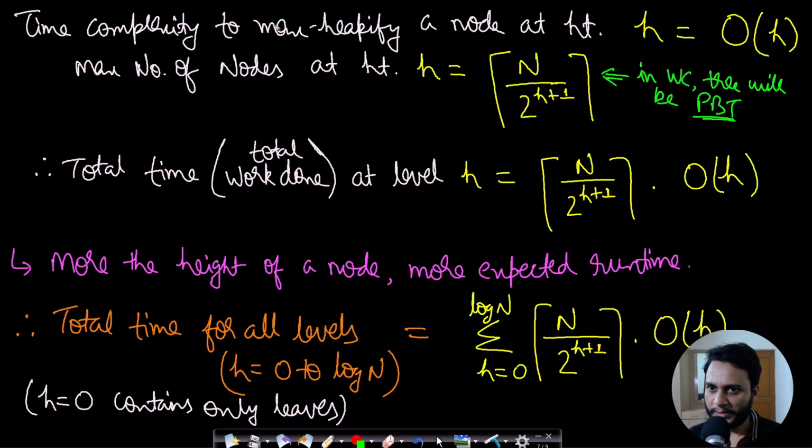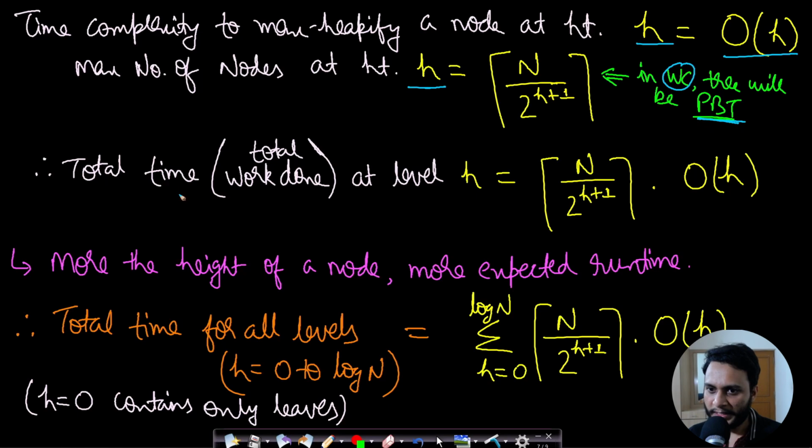The time complexity to max heapify a node at height h will obviously be order of h, and in this case h is at most log n, right? The maximum number of nodes at a given height h is n by 2 to the power h plus 1, which is for the perfect binary tree. So in the worst case, our complete binary tree will be a perfect binary tree.